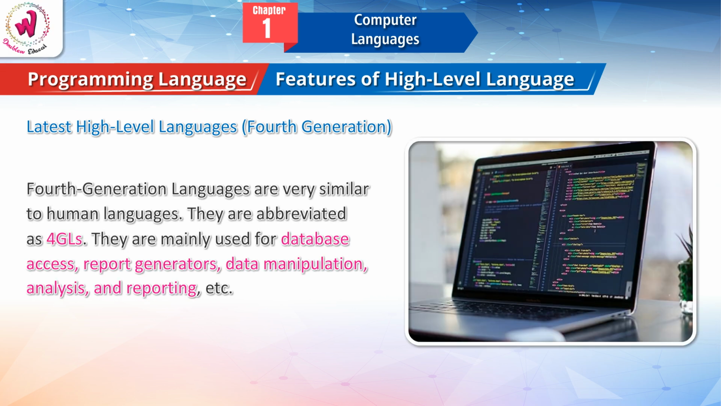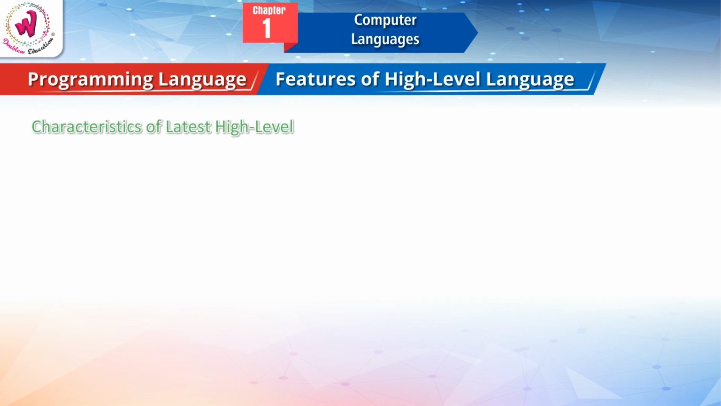Latest high-level languages, 4th generation. 4th generation languages are very similar to human languages. They are abbreviated as 4GLs. They are mainly used for database access, report generators, data manipulation, analysis, and reporting, etc.